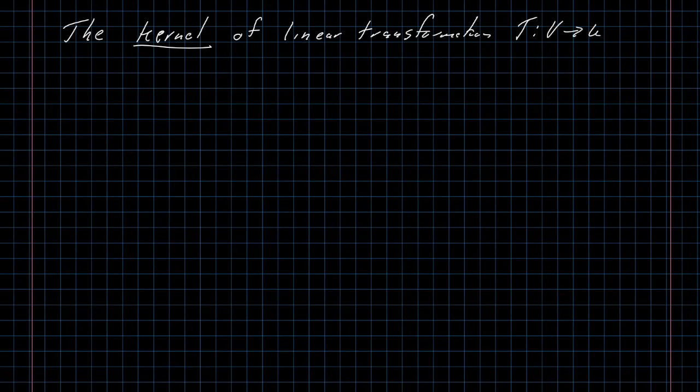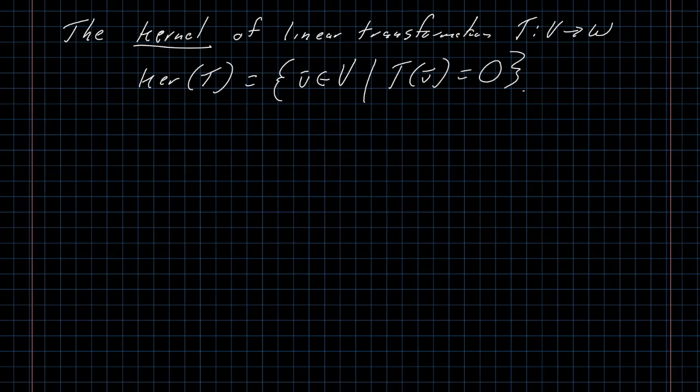Shifting gears a little bit, the kernel of a linear transformation we're going to note as KER of T, kernel of T. It's the set of all vectors in V such that T of V is equal to 0. And that should be the 0 vector.